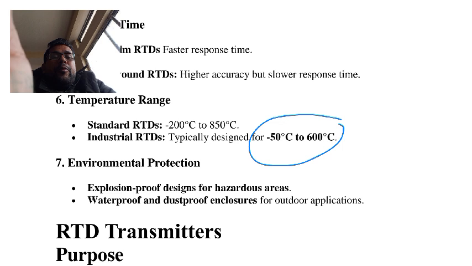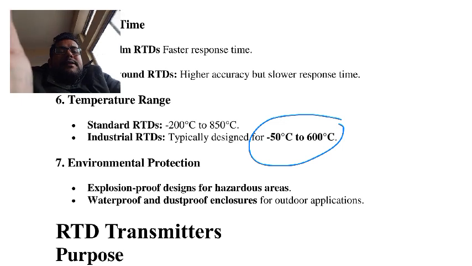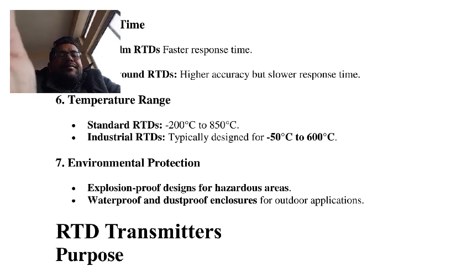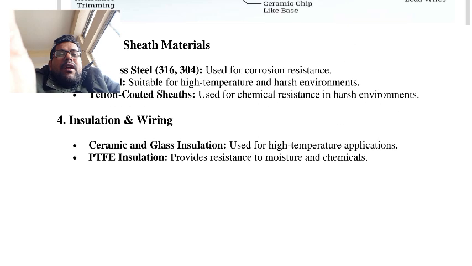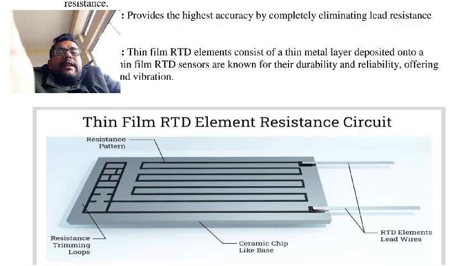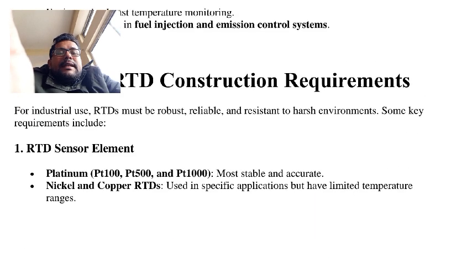Second, environment protection: explosion-proof design for hazardous areas, and waterproof, dust-proof enclosures for outdoor applications. We can use these. So this is the requirement of RTD that we discussed in the last class.